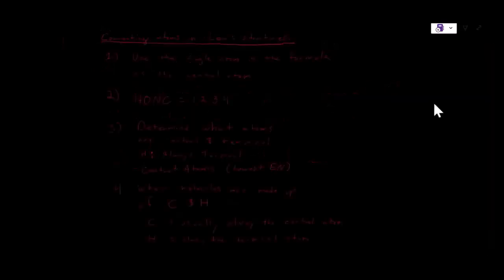So in summary, the first tip: use the single atom in a formula as the central atom. The second tip is the HONC method. HONC, H-O-N-C equals 1, 2, 3, 4. And the third tip is to determine what atoms are central and terminal atoms. Hydrogen is always a terminal atom, and the central atom is usually the lowest in electronegativity. And the fourth tip is when molecules are made up of carbon and hydrogen, carbon is usually the central atom, and hydrogen is always the terminal atom.